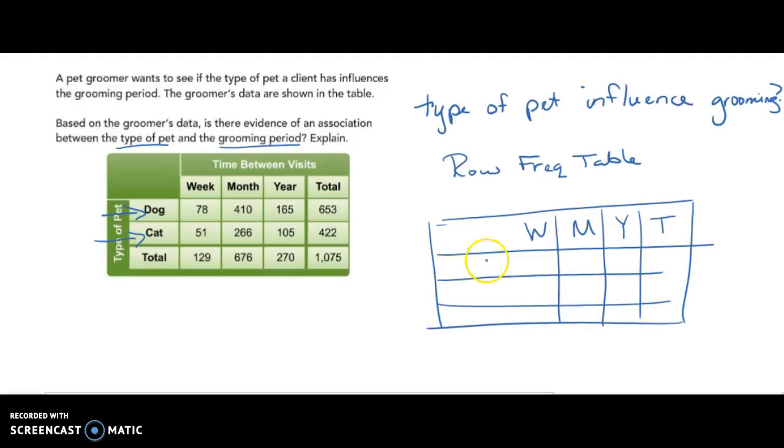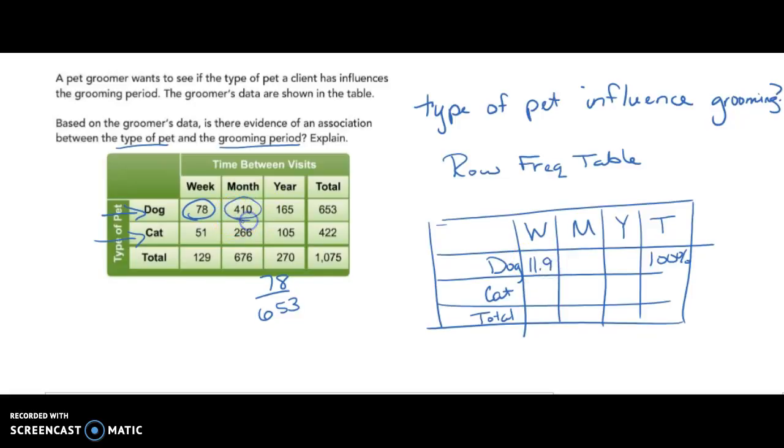And this is the type of pet that I'm going to have. I'm going to have a dog, a cat, and a total. And so we're going to say, okay, what is my total across here? And I want these to be 100% because I'm going for a row frequency table. So I'm going to do 78 divided by 653 to find my percent. It's going to be 11.9.